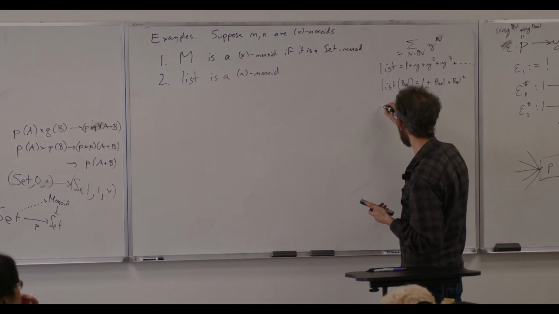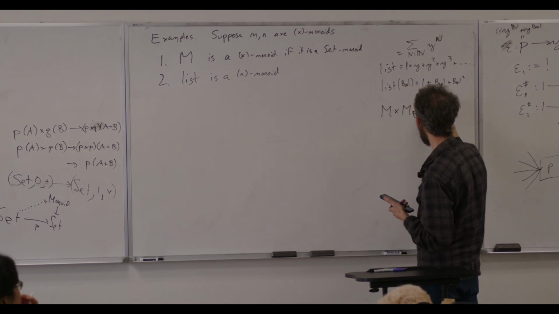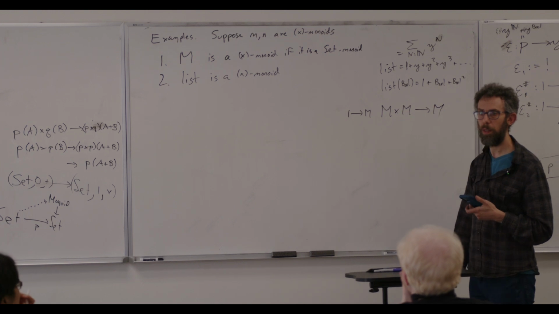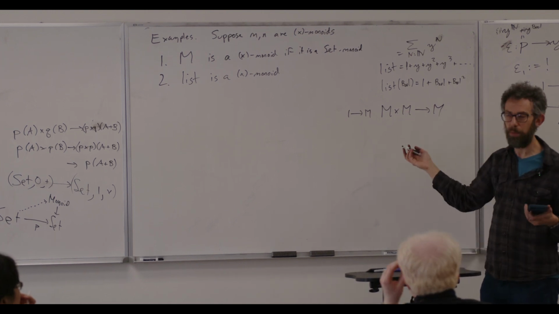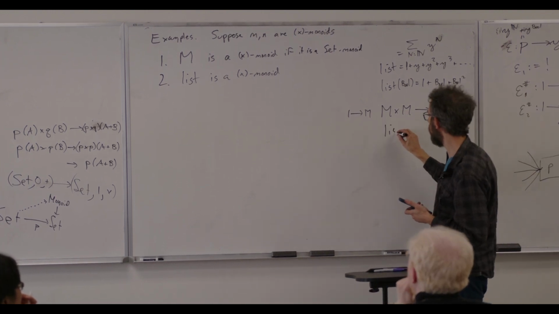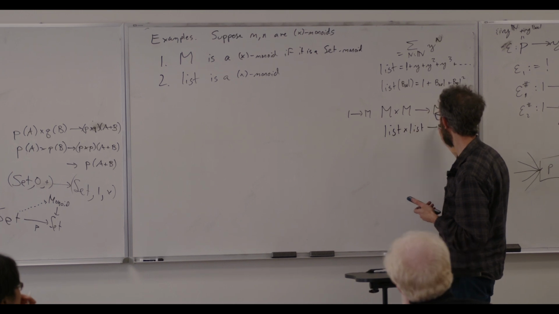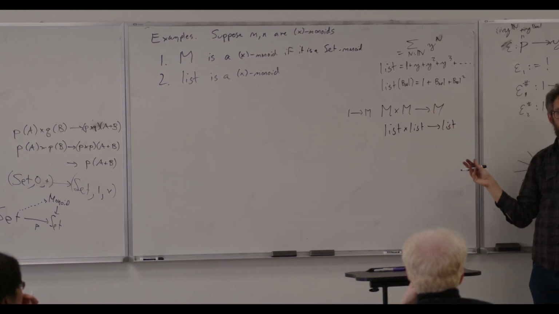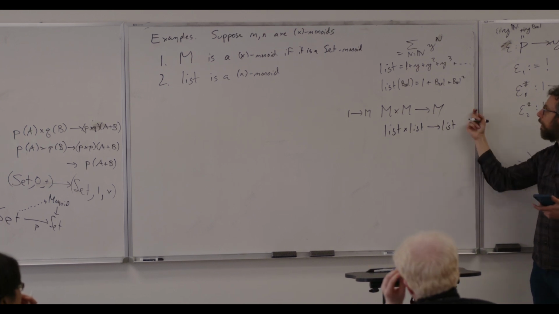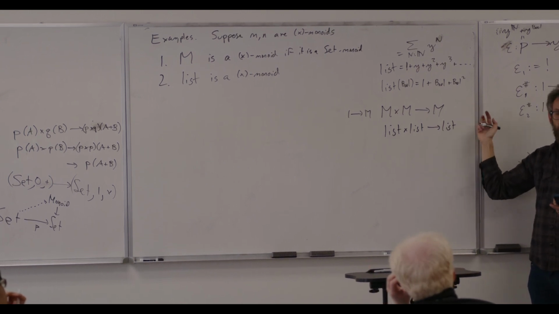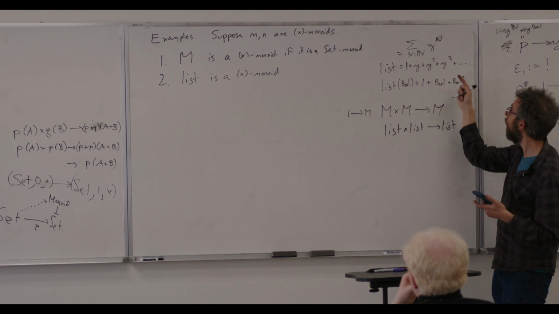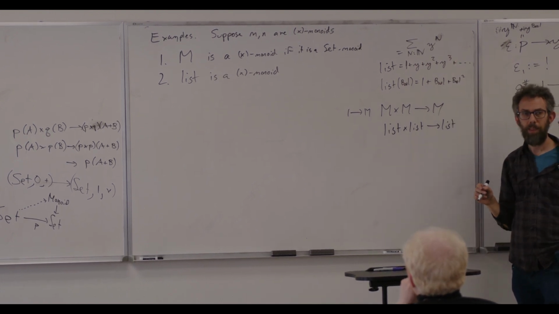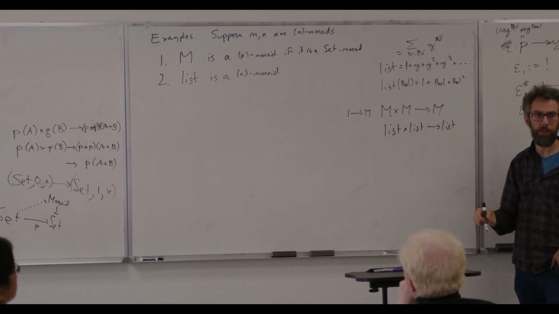Maybe we should check. Do you agree that there's a map from M times M to M if M is a monoid? Yeah, because that's what it means to be a monoid. Do you agree that there's a map from list times list to list? Yes. I mean, clearly given a list and a list, you can get a new list because what you would do is concatenate them. Right. But what if I give you a direction of that list? In other words, I point at one of the elements of that list. Can you give me a direction of either the first or the second list?